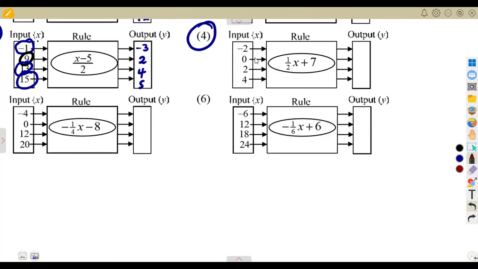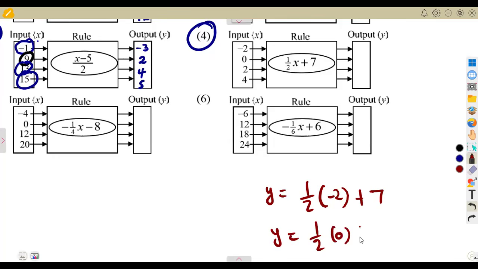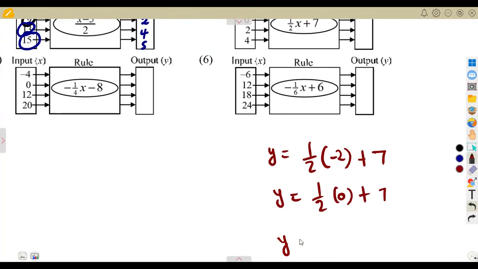For example, if x is minus 2, y is equal to half of x, so half of minus 2 plus 7. If x is 0, y is equal to half of 0 plus 7. If x is 2, you substitute: y is equal to half of 2 plus 7, and so on. You simplify your values and substitute to get the outputs. I want you to try that one.